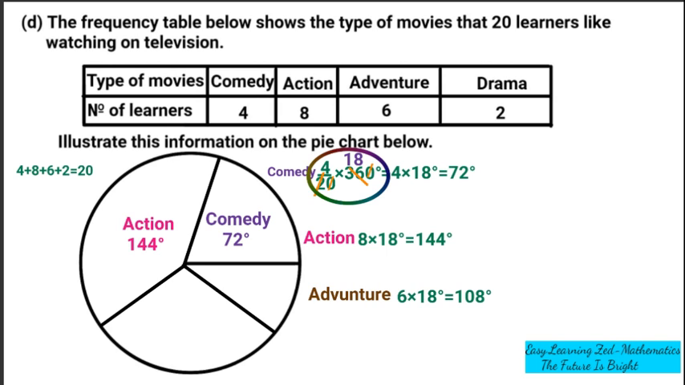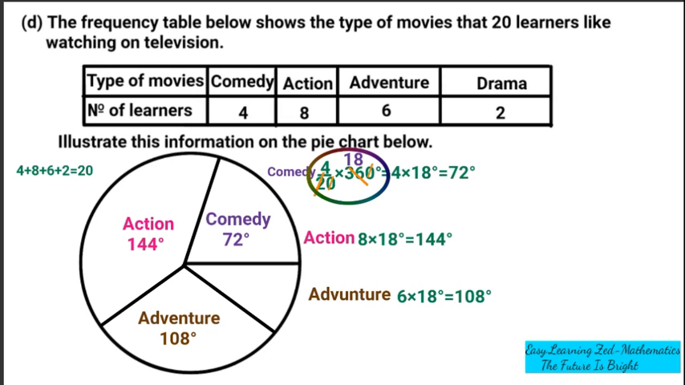Now if you are measuring correctly, what will remain there, the space remaining before I even do the calculations, will be for drama, the movies which are drama. So if you are cutting properly, it will measure exactly 36 degrees even before you calculate. The remaining portion there will be 36 degrees before you even calculate.